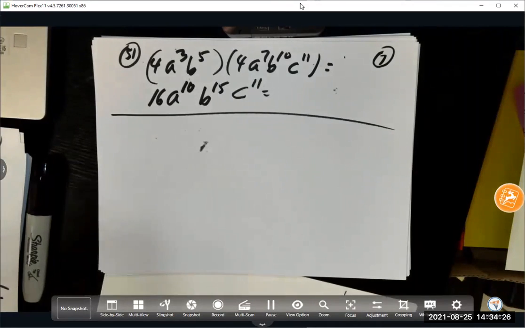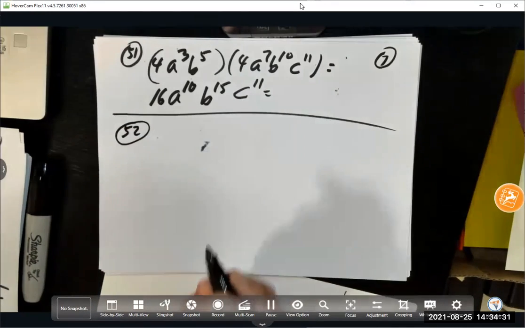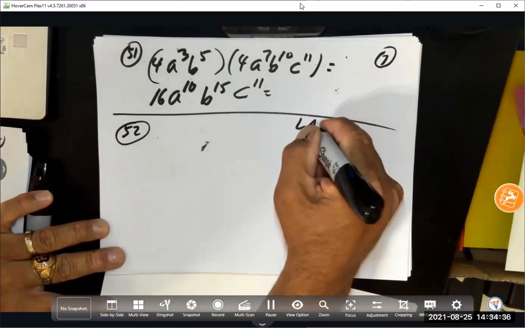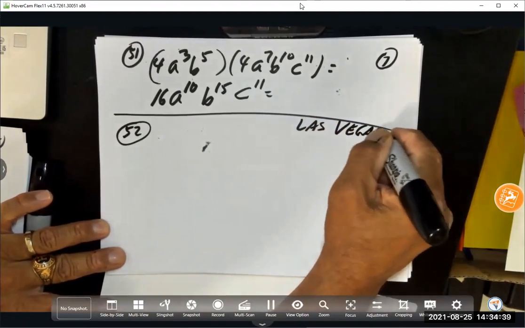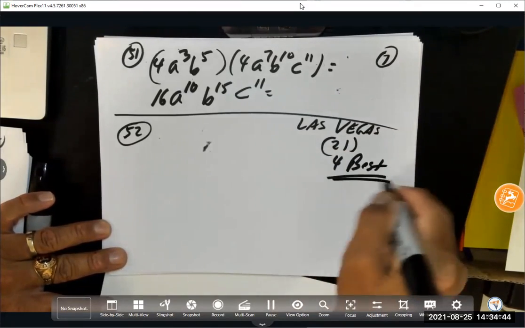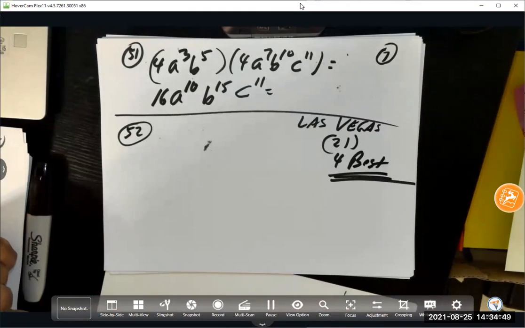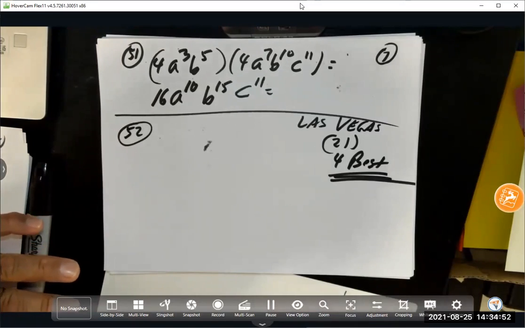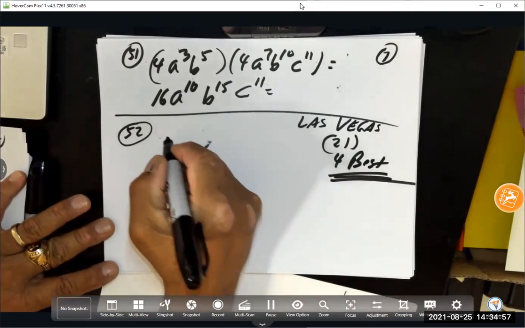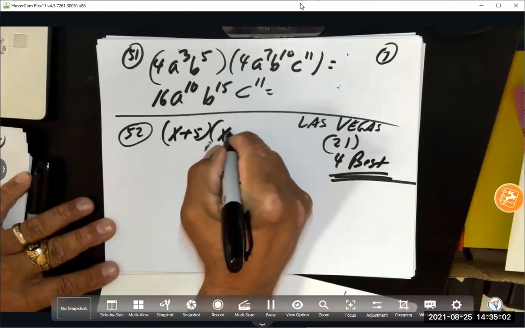All right, let me go to 52. Let's say you're 21 years old and your 4 best friends in San Antonio say, you know what? We're going to take you to Las Vegas. We're going to pay for the hotel, the food, and the plane there. All you need to do is bring your gambling money. That's fine. So let's do this one. 52 says this: x plus 5 times x plus 7.